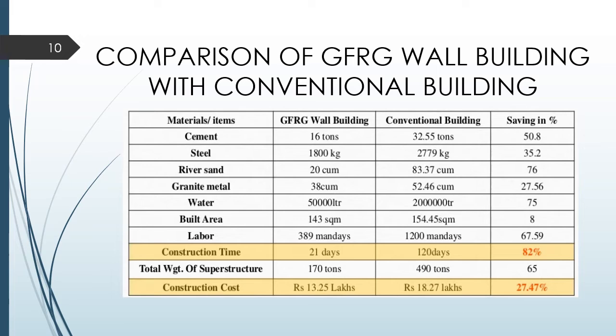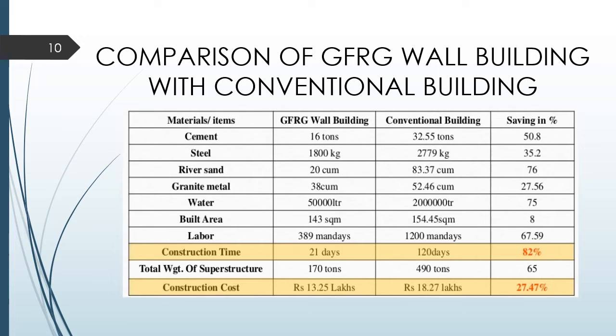Comparison of GFRG wall building with conventional building. So the first column shows the materials or items that may be required for construction, the second column shows the particulars of the GFRG wall building, and the third column shows the conventional building. For each item, that is cement, steel, sand, granite, metal, water, area and labor required, you can see that the GFRG wall building outweighs the conventional building.